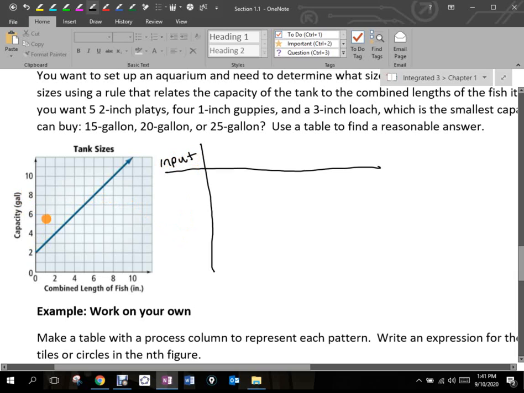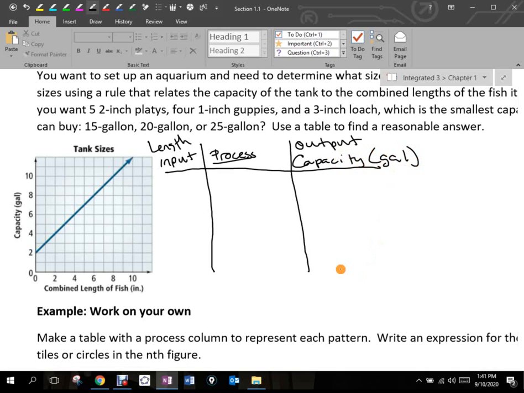And our input is going to be the combined length of fish, okay? So I'll just write length, but that's going to be the combined length. This middle column is going to be our process or our rule to get the output, which the output then is going to be the capacity, or the number of gallons of the tank that we're going to need to buy.